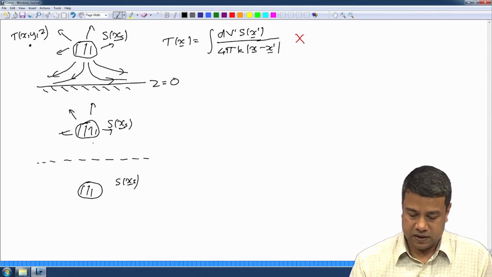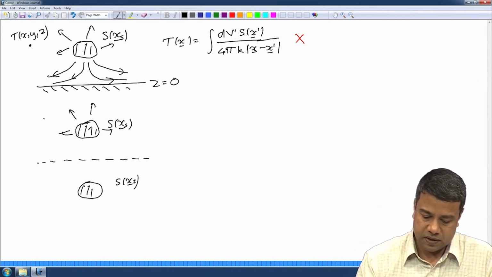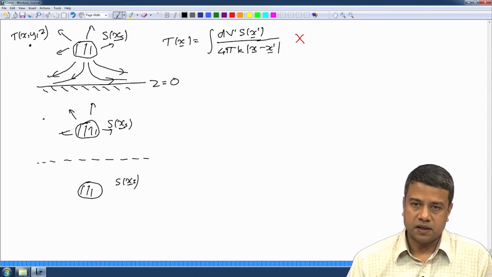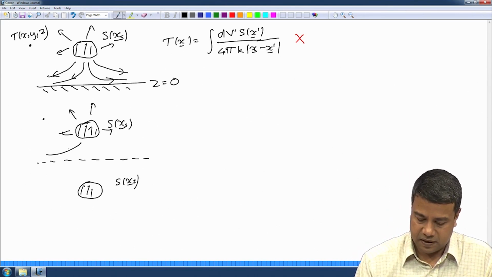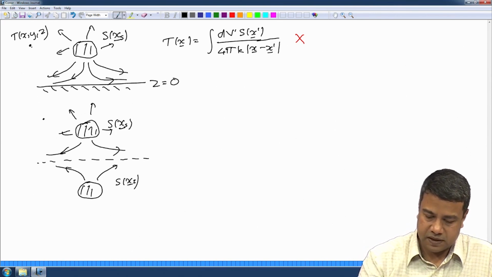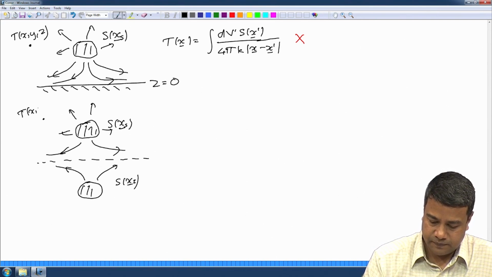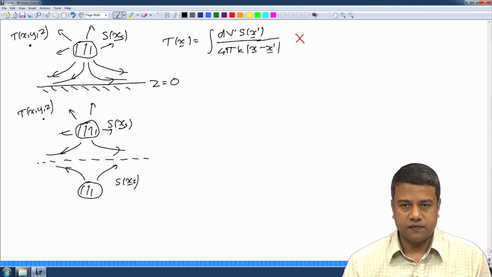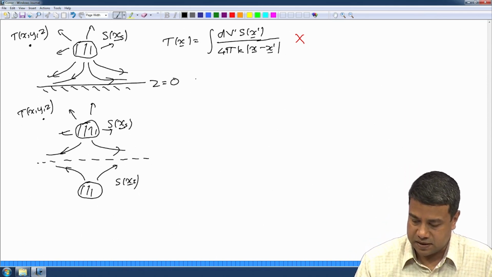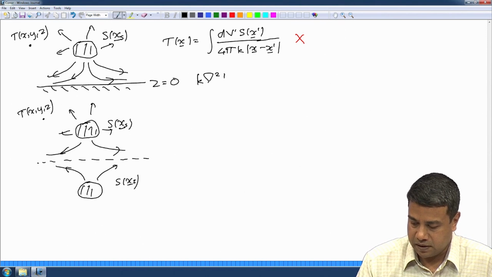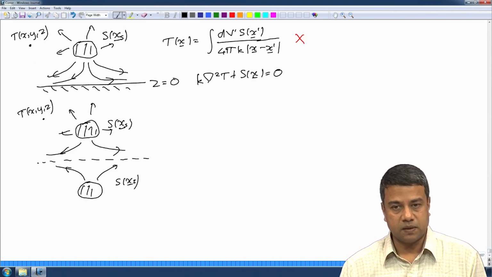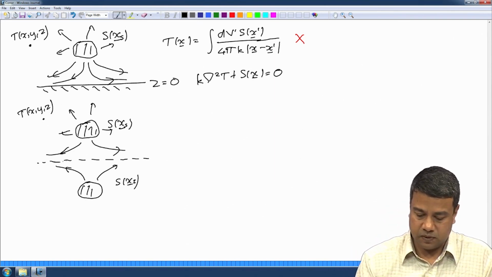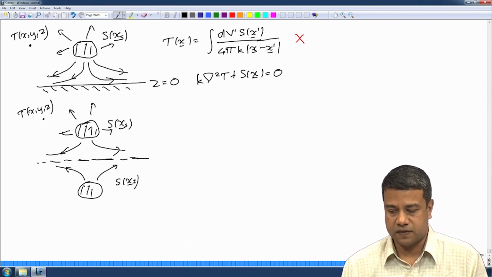If I put this in, I am only interested in the temperature in the physical half space, but the temperature in the physical half space in this configuration is identical to the temperature in the physical half space in this configuration, because in the physical half space the equation is the same, k del square T plus S of x, the boundary conditions are the same. Both of these problems satisfy the zero flux condition.